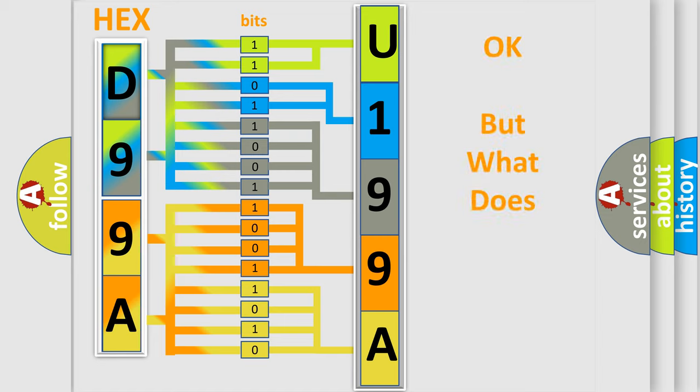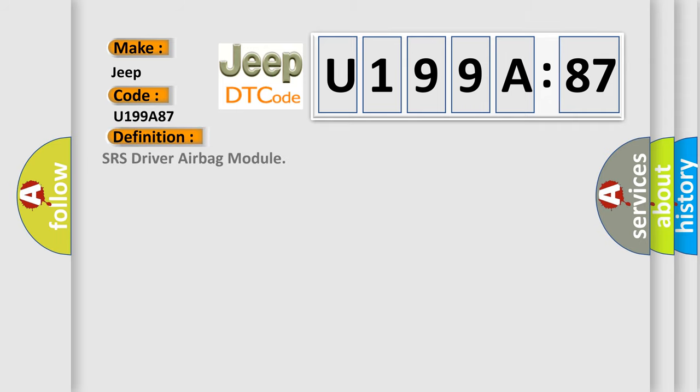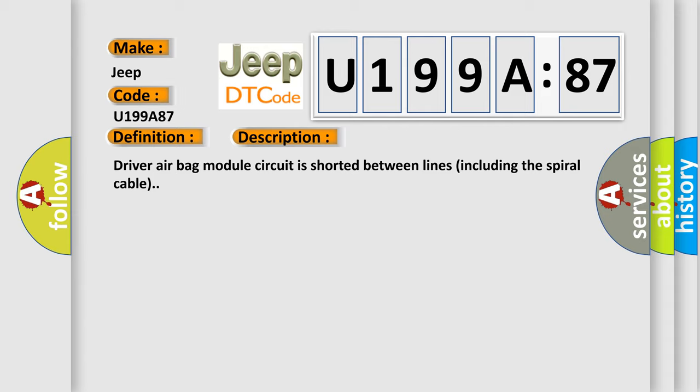The number itself does not make sense to us if we cannot assign information about what it actually expresses. So, what does the Diagnostic Trouble Code U199A-87 interpret specifically for Jeep car manufacturers? The basic definition is SRS driver airbag module. And now this is a short description of this DTC code. Driver airbag module circuit is shorted between lines including the spiral cable.